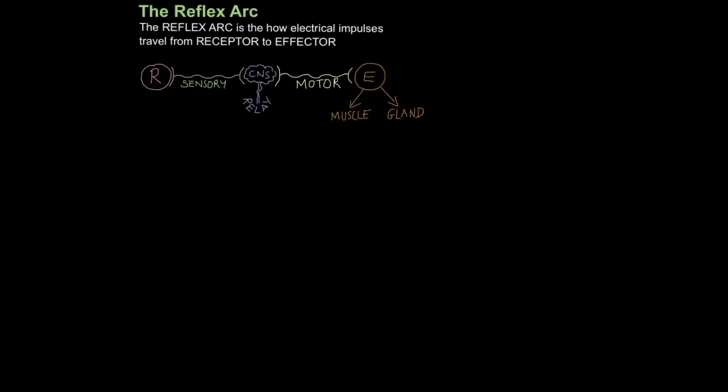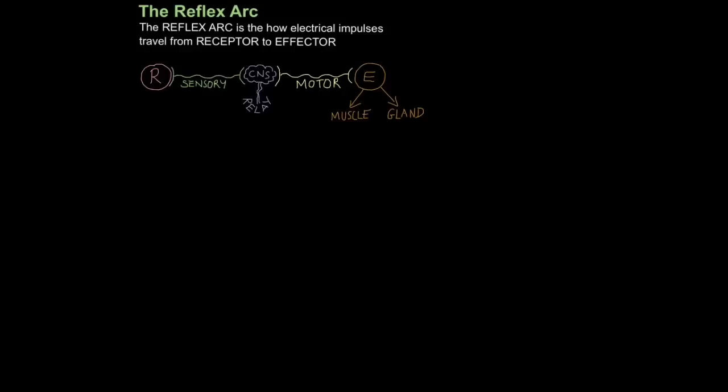So you must remember this for every single reflex situation you describe. You start off with a receptor. Electrical impulses then travel down the sensory neuron. You then reach the central nervous system, the brain, and the spinal cord, where all your relay neurons are. Then electrical impulses are transmitted through the motor neuron, where it finally reaches the effector, which can either be a muscle or a gland. A muscle will contract, and a gland will squirt or secrete something out, either a hormone or an enzyme.